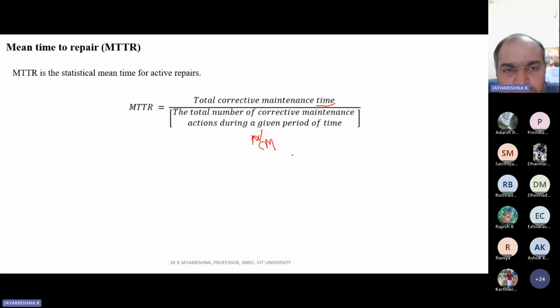MTTR is total corrective maintenance time divided by total number of corrective maintenance actions during a given period of time. How many corrective maintenance activities have you carried out? How much is the total corrective maintenance time, divided by how many times you have carried out the maintenance activity? That is called mean time to repair.